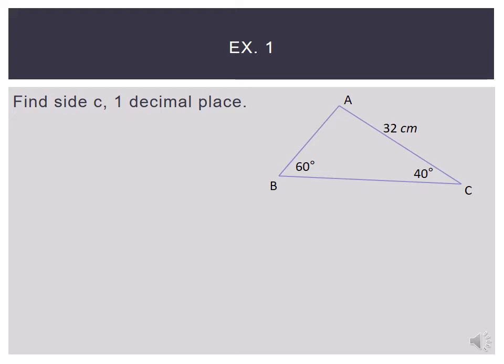So our first example: find side c to 1 decimal place. You don't have the handout today. It's not too bad to copy. So copy down that triangle, pause the video, and then come back to our solution.